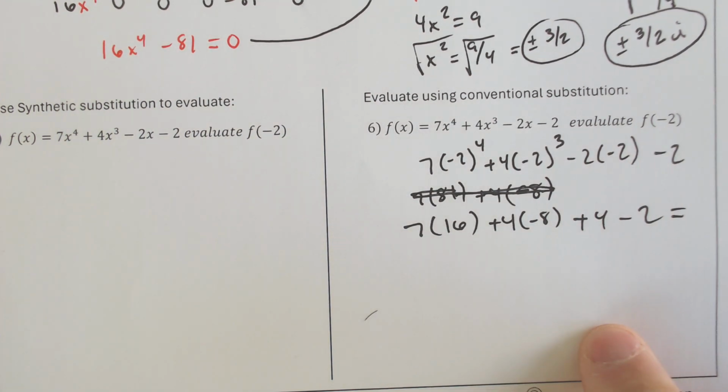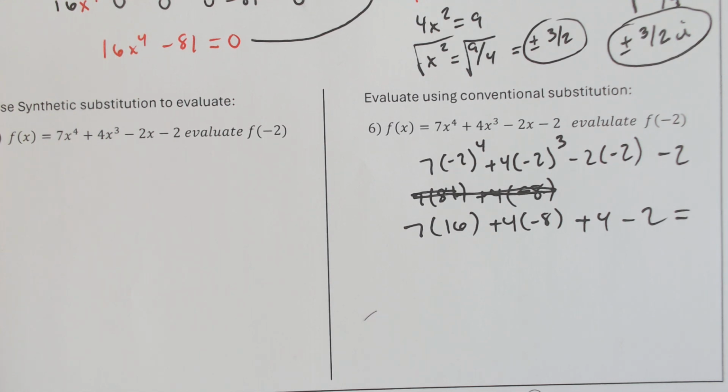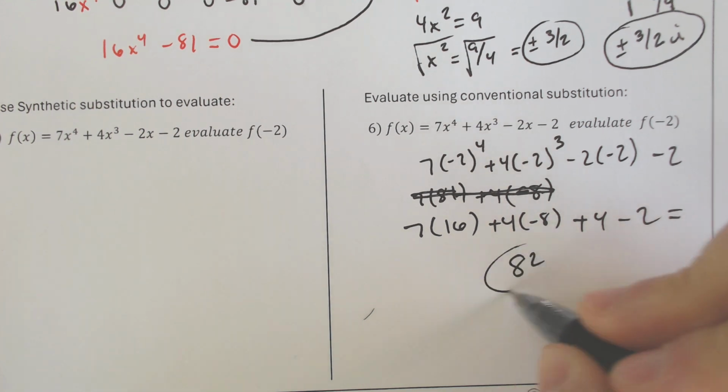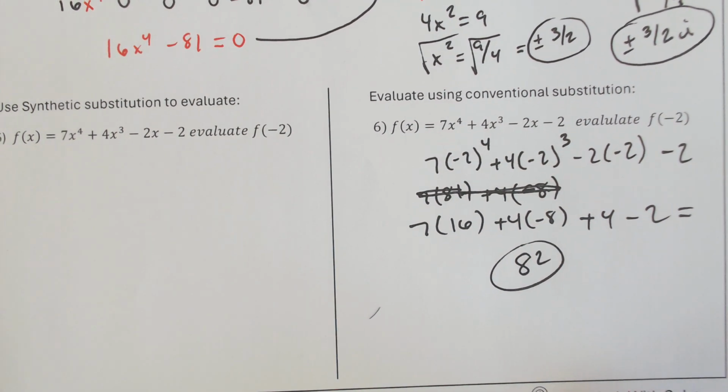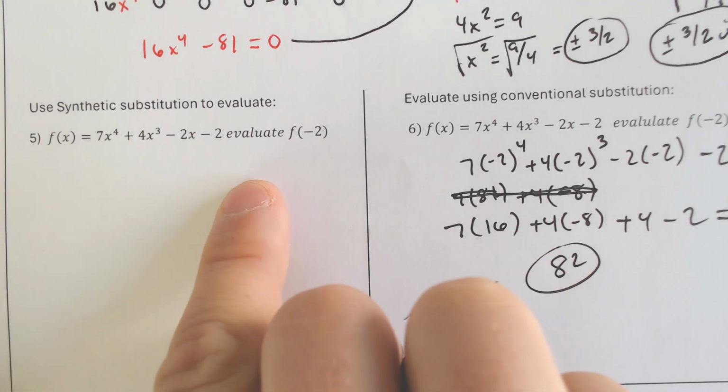And you could type it in your calculator to be going a lot quicker. Just to do it real quick, 7 times 16, then the minus 32, plus 4, and then minus 2. If we did all the math there, I got 82, provided I didn't make any other mistakes. So it's doable. But if we did synthetic substitution, watch what happens here.